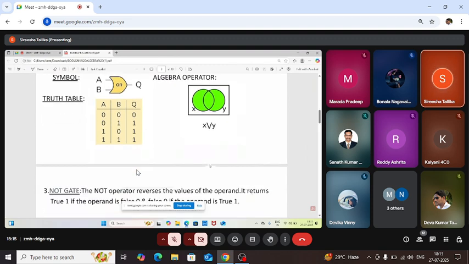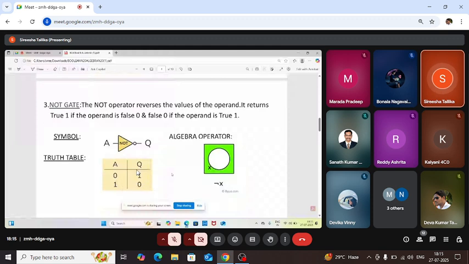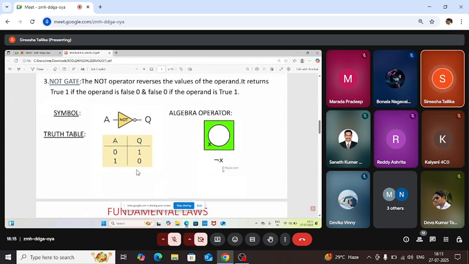And then we use a NOT gate. The NOT gate means if you apply zero, then the output becomes one. If we apply one as input, then the output becomes zero. So it is the reverse value of the operand. And this is the symbol of the NOT gate, which we use actually. And then this is the truth table, and then this is the algebra operator. So this is the diagram of the NOT gate.